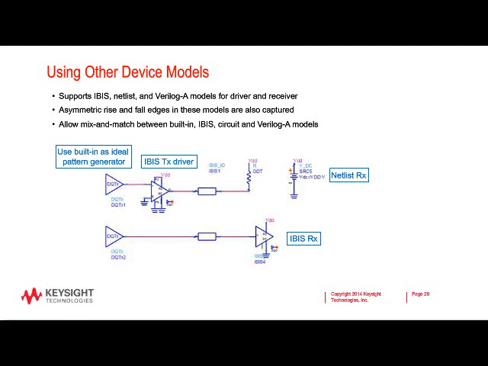Now, you might not want to use the built-in models. You might have some models that are external to our built-in models, such as IBIS models or netlist-based models. That's fine. We can accommodate those too, and you can mix and match. You can use built-in models at one end and netlist on the other, or whatever you want to use. When you're using an external model, IBIS or netlist, you use our built-in models just as an ideal pattern generator, and that will drive the input of the IBIS model or the netlist model, whether it's a driver or a receiver.